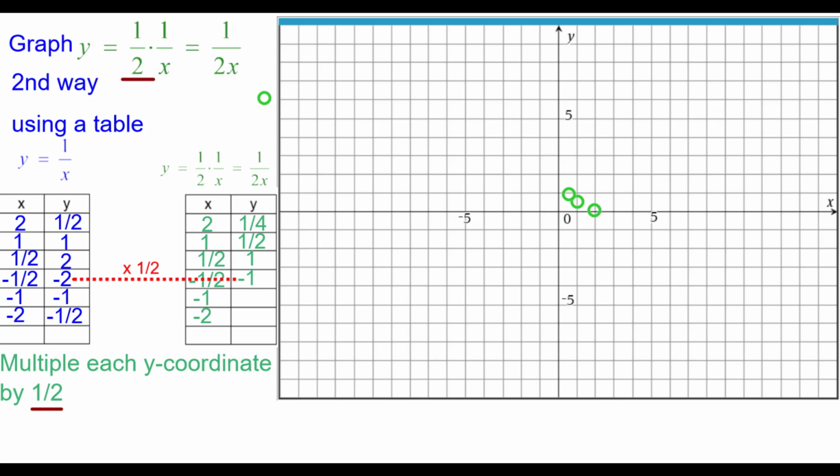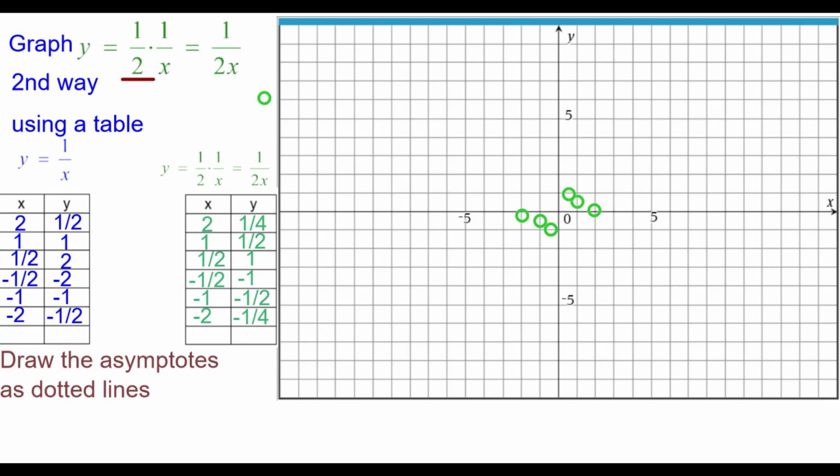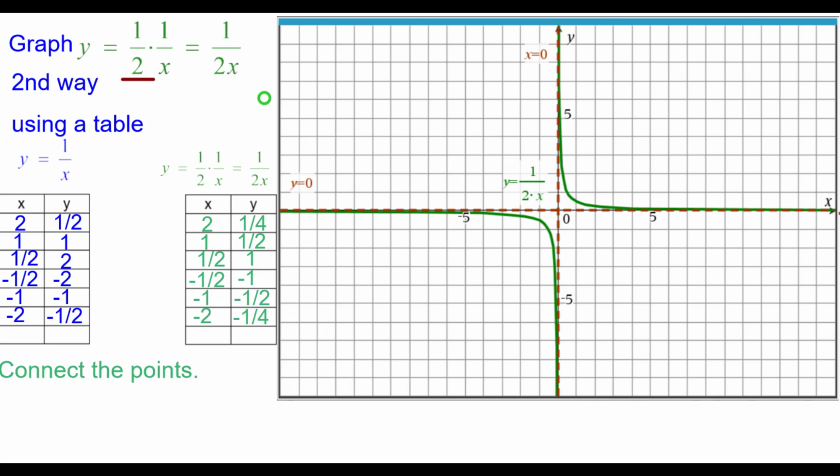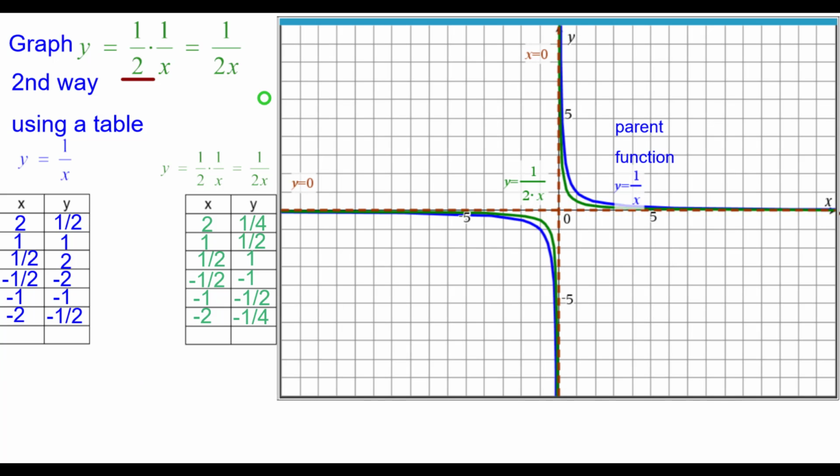-2 times 1/2 is -1, so -1/2, -1. -1 times 1/2 is -1/2, so -1, -1/2. And -1/2 times 1/2 is -1/4, so -2, -1/4. Draw the asymptote lines where they would be, both at the x-axis and the y-axis. Connect the points into 2 branches of a hyperbola. And then we can compare that to the parent function y equals 1 over x.